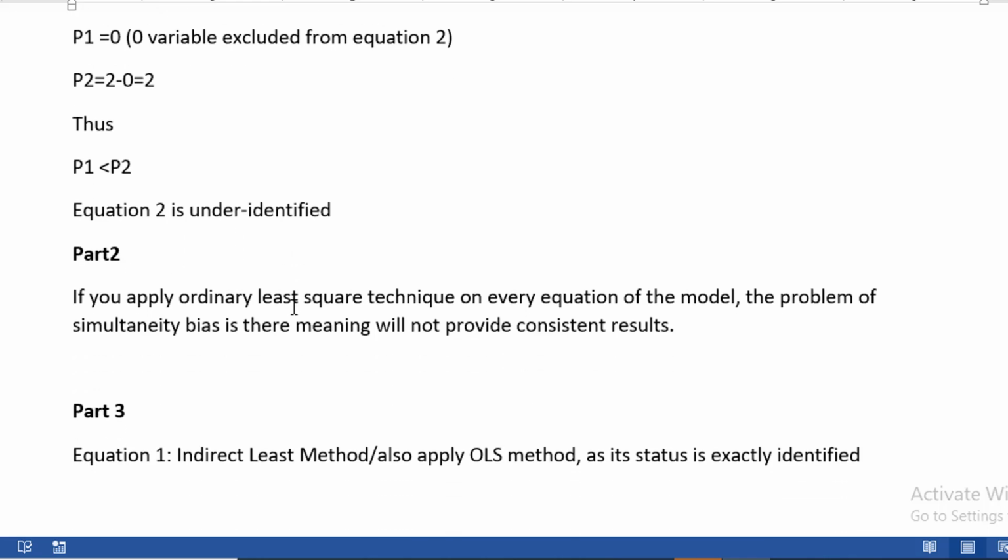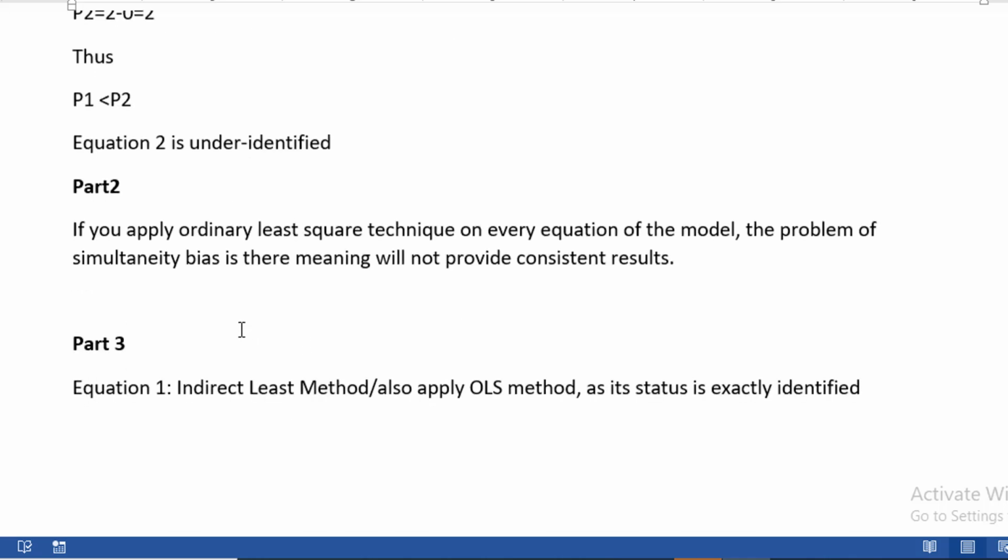As per task 2, you have to mention the problem if you are going to apply ordinary least squares in the process of estimation of equations 1 and 2. The type of problem you will face is termed simultaneity bias. It means the results you will obtain from applying the OLS method for estimating equations 1 and 2 are not consistent.